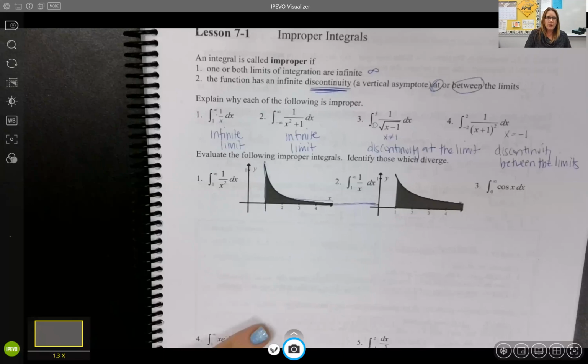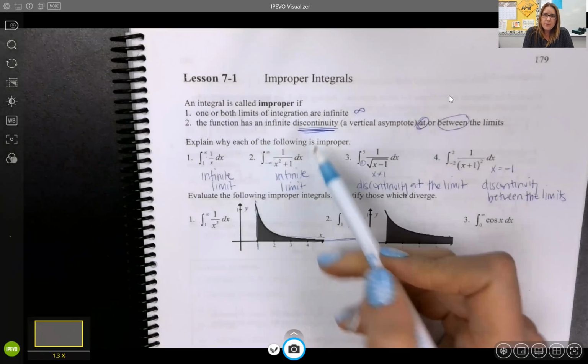Hey guys, we're going to start some Calc 2. We're going to start off with some integrals, but they're a little bit different than the integrals that you know, because these integrals have infinities on them. So we actually call them improper integrals.